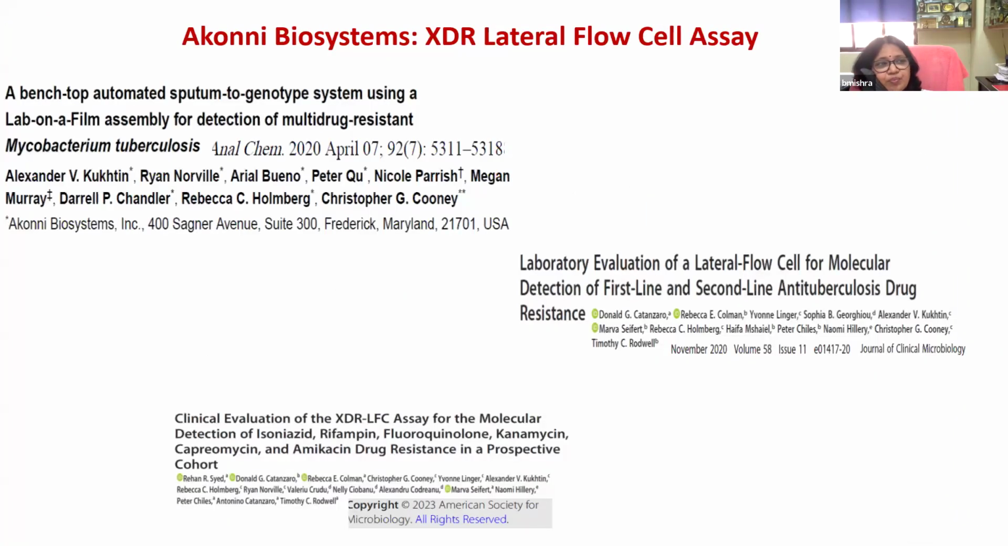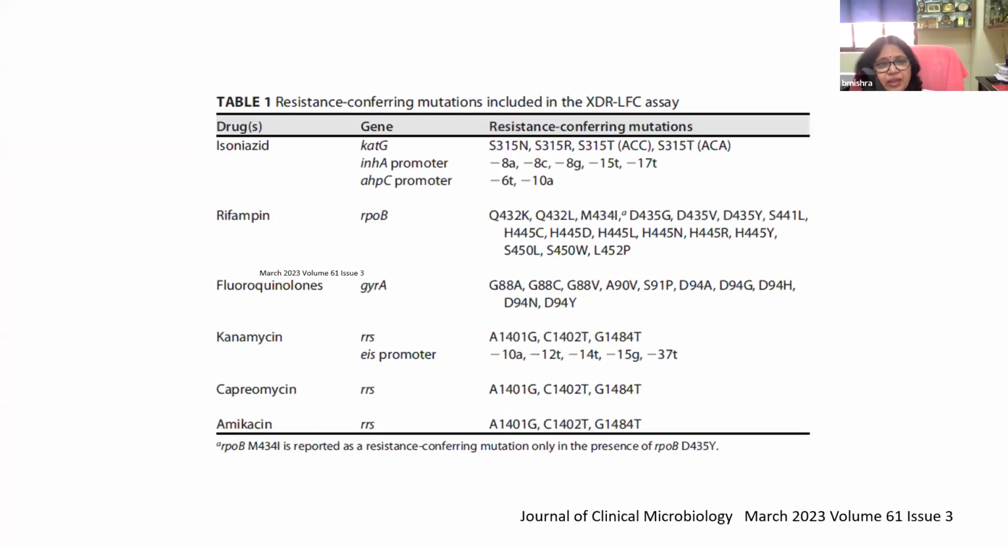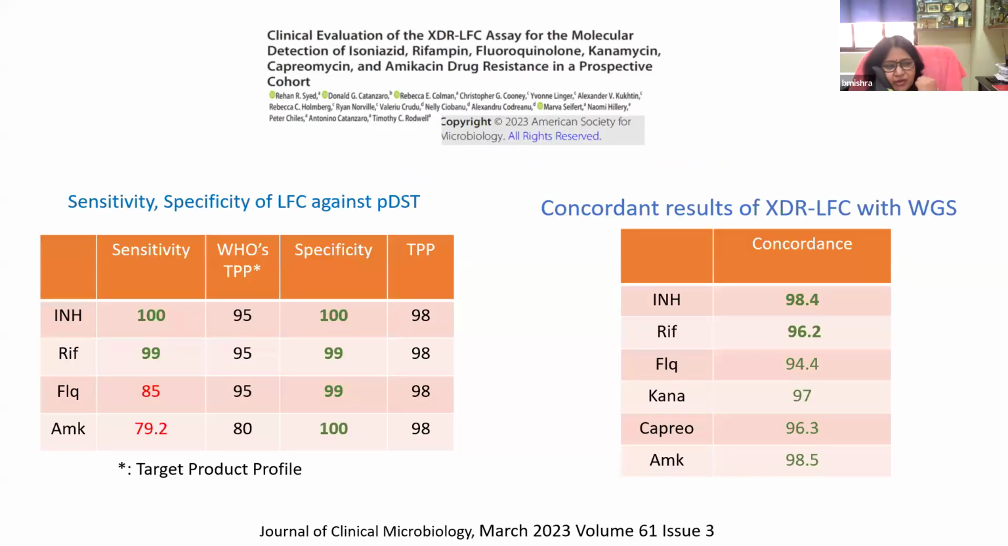Now, various studies have come up, mainly using the Aconi biosystem. These are the various genes detected. If you see the result, the first one tells the sensitivity and specificity against phenotypic DST. Now, WHO has a target product profile, that means the criteria to be fulfilled by a system to get WHO approval. Here we can see INH and rifampicin are fulfilling the criteria, though fluoroquinolone and amikacin are still lagging behind. Whereas for specificity, they all fulfil the criteria.